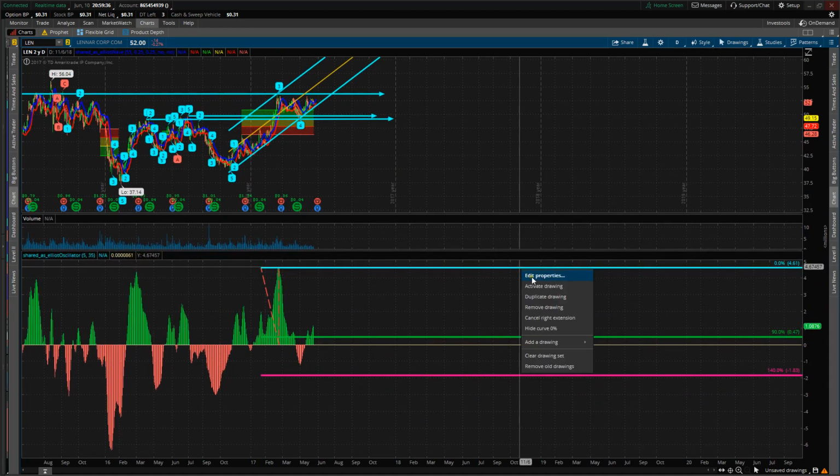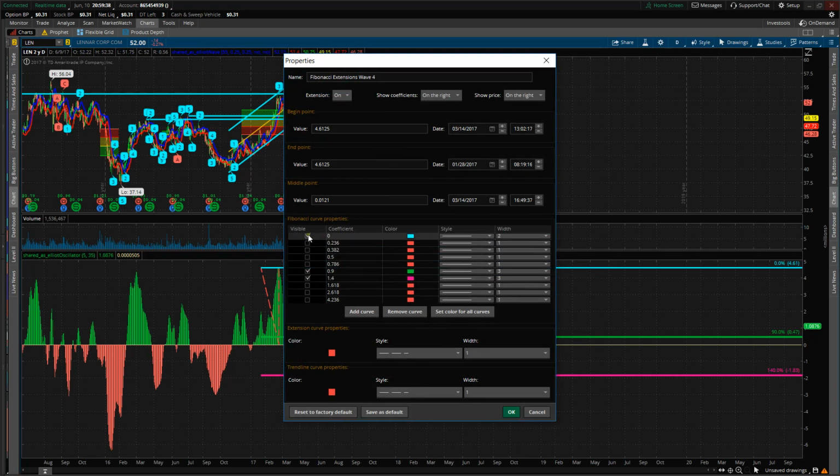Go to the properties. So again, we've got 0. I've coloured that in blue. I've got 0.9. I've coloured that in green. I've got 1.4. I've coloured that in pinky red. I've put them both at 3 width. Okay. So 0, 0.9, 1.4. That's all we're interested in. And then save as default.